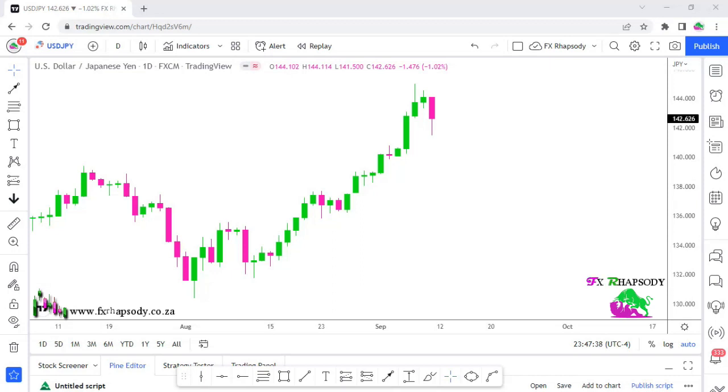Today we're doing analysis on two currency pairs. We're going to be doing the USD JPY, and then we're going to be looking at the Euro USD this time.